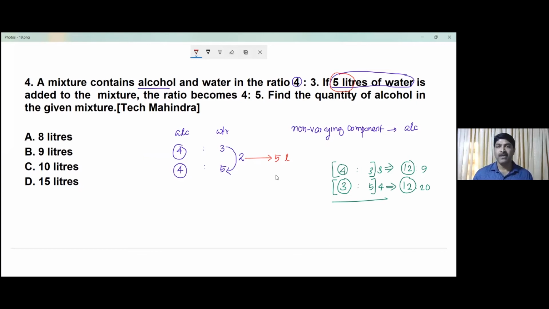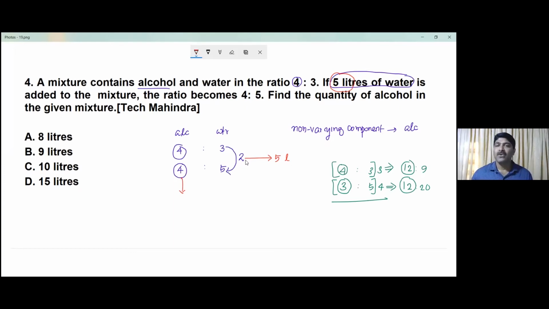What do we want to find out? The quantity of alcohol in the mixture. So in both the cases, alcohol is represented by 4. Then we have to find out what this 4 represents. Initially, the quantity of water in the initial solution is expressed as 3, and the quantity of water in the final solution is expressed as 5. So what is the increase here? 3 to 5, so 2 more there. So that's the 2. Got it clearly?